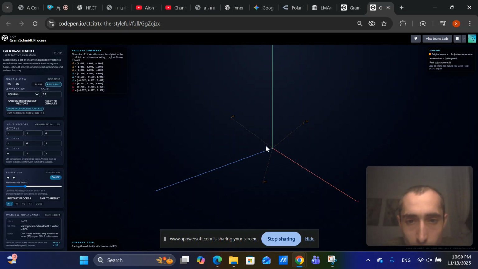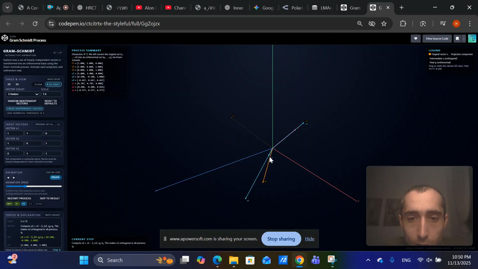So you can see here v1 is right over here. We convert it now to a unit vector, and now we're going to v2. We take the projection onto v1 and take it off. This will be like this. We don't need to work with v3 because we didn't do anything to it.